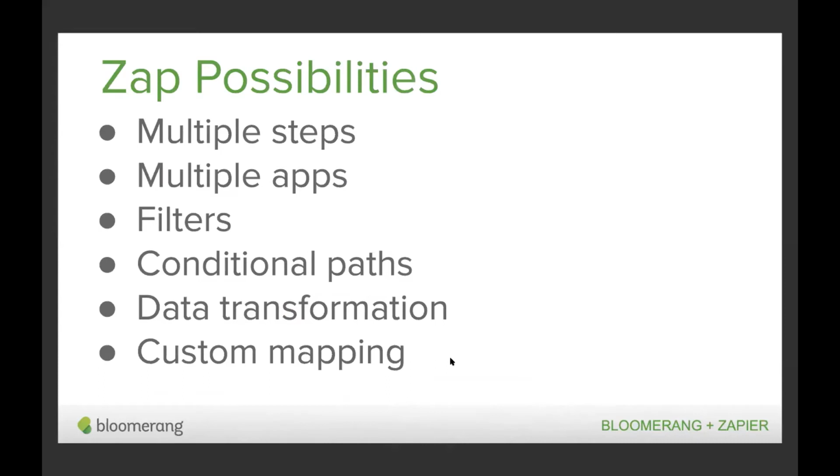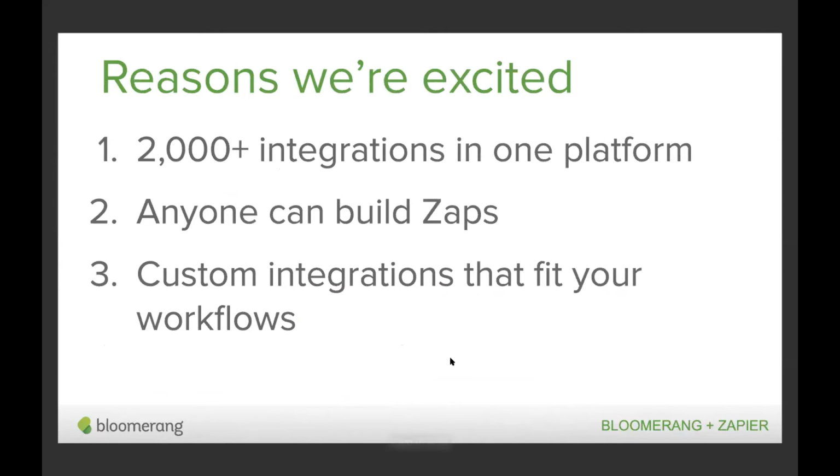And so we often get asked, why get excited about Bloomerang and Zapier? Well, there's three primary reasons. First and foremost, Zapier connects to 2,000 other applications. Any app in Zapier's directory can be connected to Bloomerang. And within the directory, you'll find a long list of apps that you likely use every day. If it's on Zapier's list, it can be integrated with Bloomerang.